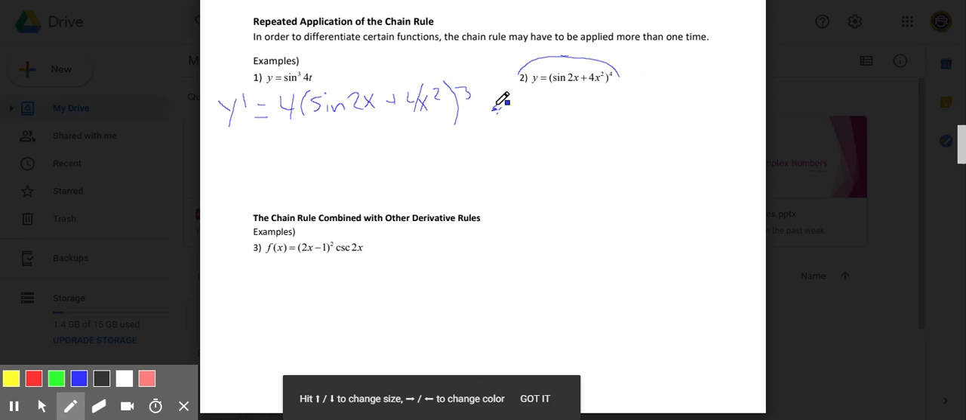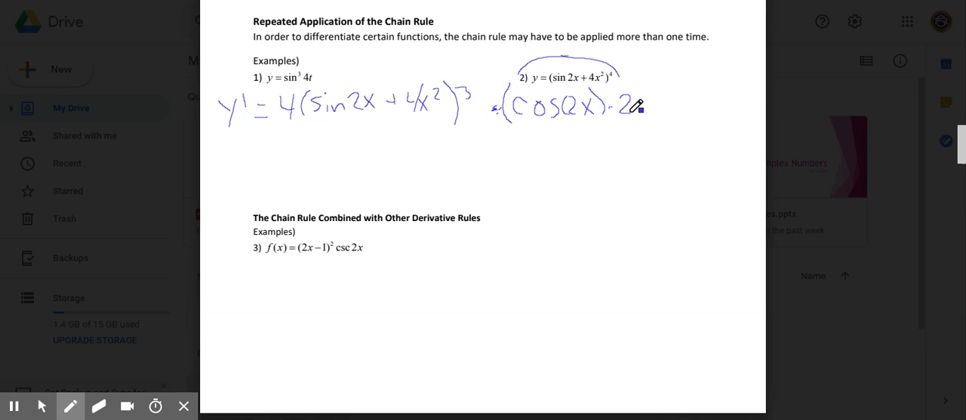Times the derivative of the inside, which is cosine of 2x times the derivative of 2x, which is 2, plus, and then we just have to take the derivative of 4x squared using the power rule. So 8x, and then close that parenthesis. So we need to put this entire thing in parentheses because this is the whole derivative of the inside. And we need to multiply that by this. Now, I'm not going to go crazy with simplifying this because that's going to take a long time. So let's just make it a little nicer.